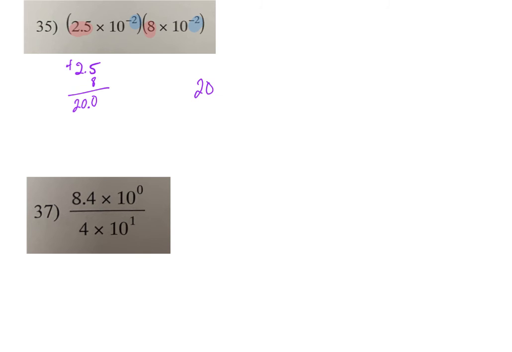So we have 20 times, and then we're going to look at our 10s. For our 10s, we have a -2 and a -2. So we're going to say 10 to the -2 plus -2. So that would be 10 to the -4. However, my answer is not scientific notation, all right? So I need to move that decimal place 1 because it's larger than 10. It's a positive 1. So my final answer will be 2.0 times 10 to the -3.